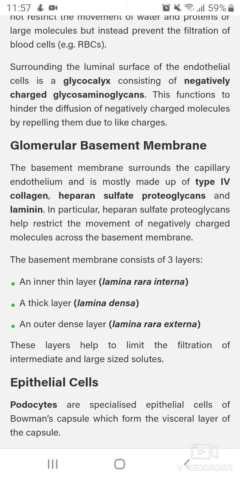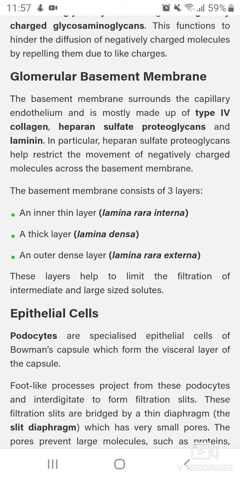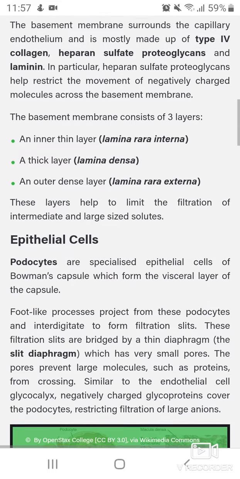What is basement membrane? The basement membrane consists of three layers: an inner thin layer, lamina rara interna, a thick layer, lamina densa, and the last and outer dense layer, lamina rara externa. These layers help to limit the filtration of intermediate and large sized solutes.